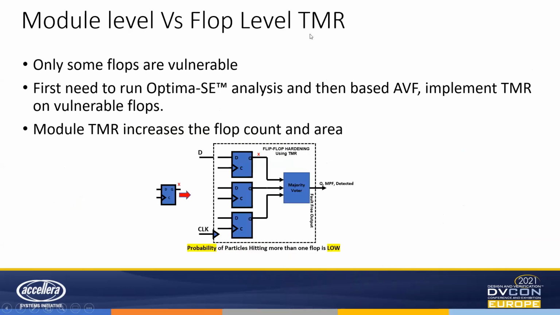So, module level versus flop level TMR. I think we all know this, whoever is doing FUSA designs, right? Only some flops are vulnerable, so why replace every flop, or why replace the whole module? First run the Optima safety analysis, and based on the AVF, implement TMR on only the vulnerable flops. If you implement without finding out the AVF, you're increasing your flop count and hence the area and power.